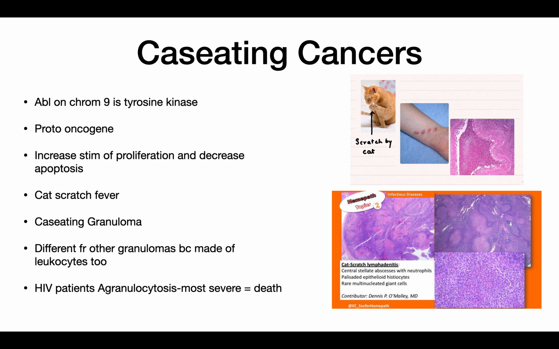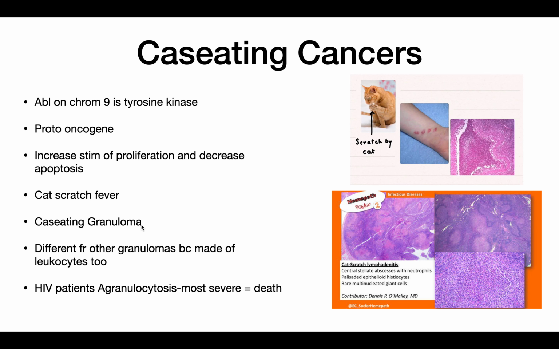Casein cancers are caused by the stimulation of a proto-oncogene, which is ABL, on chromosome 9. So it's the constant stimulation of the tyrosine kinase pathway, and this will increase the stimulation of proliferation and decrease the apoptosis. This is usually caused by cat-scratch fever, and this will cause the caseating granuloma.